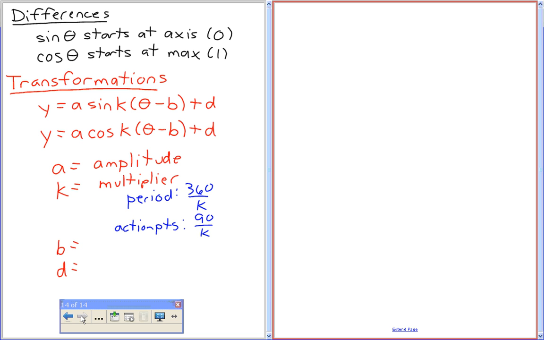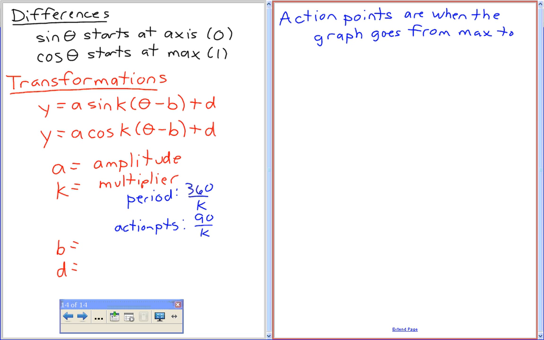Action points are when the graph goes from max to axis to min, etc. And I should probably give it a better name because I created that name myself. Some teachers call them quarter points. Mr. Kemp actually calls them action points. I should have called them Sadler points, but I chose not to. It's called action points. Okay, B.